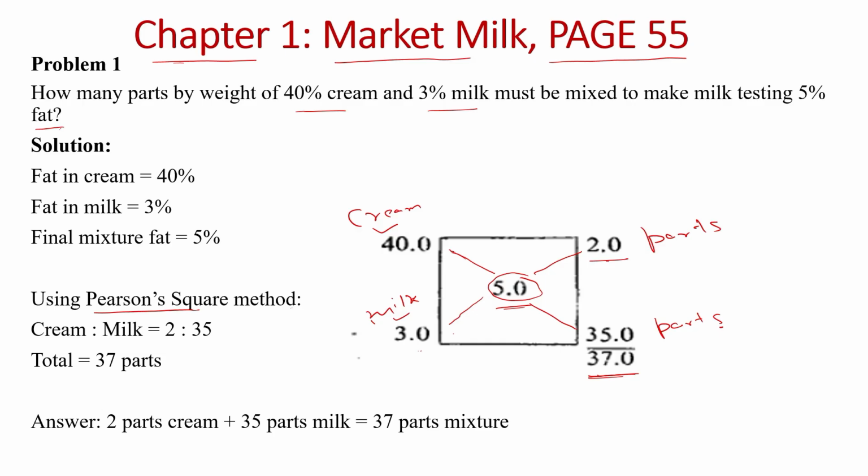All these calculations are on weight basis. This way we are solving this numerical by the Pearson square method. So here 40% cream is to be mixed with 3% milk to have 5% fat in the final mixture. Using the Pearson square method, the cream to milk ratio is coming as 2:35. We have subtracted the smaller number from the larger number. So here 5 minus 3 equal to 2, and here 40 minus 5 equal to 35. So 2 parts of cream and 35 parts of milk are to be mixed to have 37 parts of mixture having 5% fat. This way we are solving such type of problems.